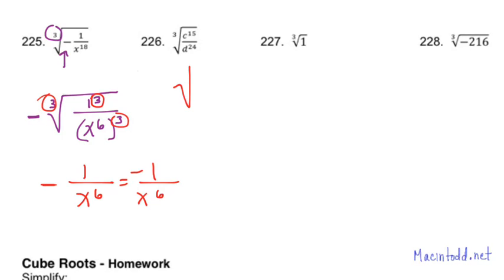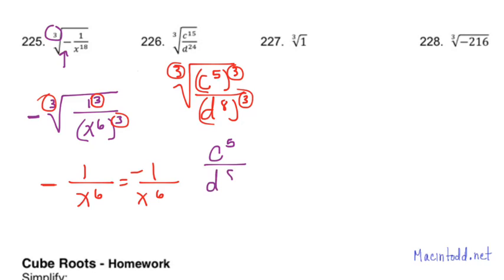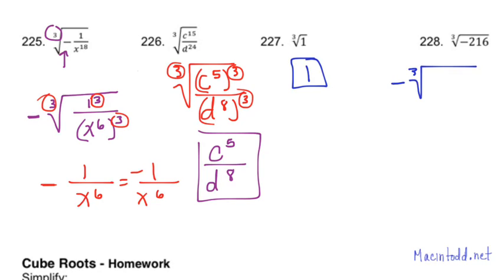226 I would think of as a c to the 5th cubed, or a d to the 8th cubed, matching exponents and index, so I get c to the 5th over d to the 8th. Cube root of 1, that's a 1, 1, 1, so 1. And I don't know what multiplied 3 times together gives me 216, but I know 3 negative 1s multiplied give me negative.